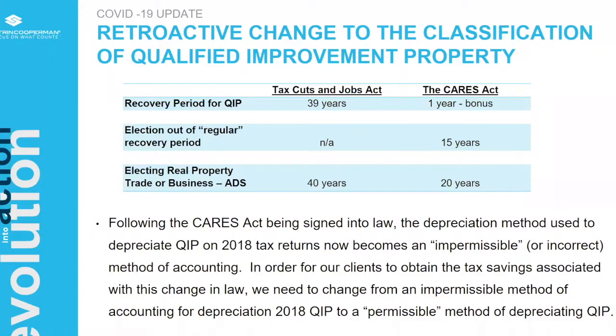So following the CARES Act being signed into law, the depreciation method used to depreciate qualified improvement property on 2018 tax returns is now an impermissible or incorrect method of accounting. In order to obtain the tax savings associated with this law change, we need to change from an impermissible or incorrect method of accounting for depreciation for 2018 qualified improvements to a permissible or correct method of depreciating qualified improvement property.